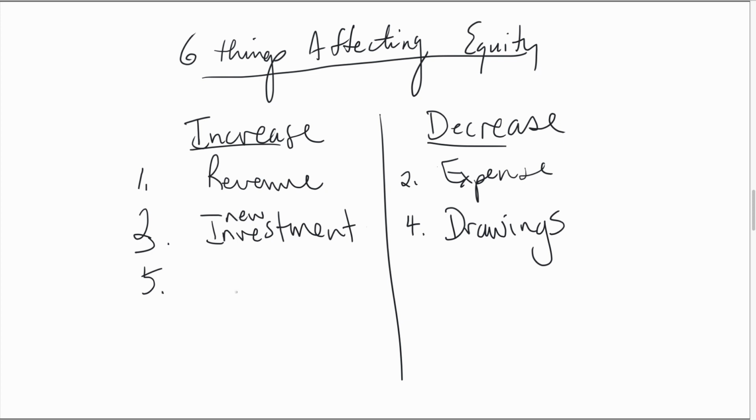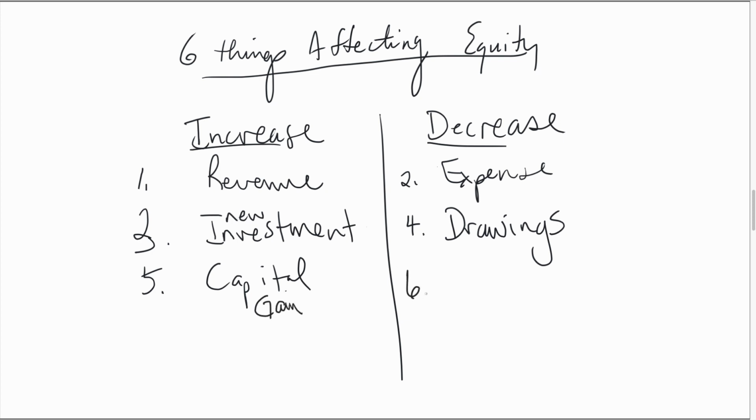So the 5th thing is basically a windfall. In other words, when you sell something for more than it's worth, or money just suddenly appears. It's not a new investment, but somehow you come across it. This is more rare. You'll get it more in grade 12 accounting than in grade 11, but it's still possible. So it's a capital gain.